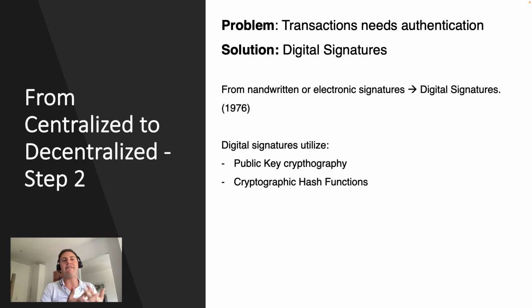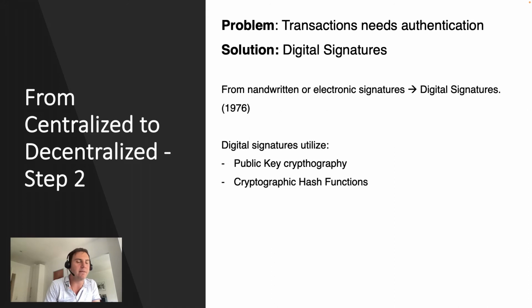Then the second problem: if you have a list of accounts and you don't need a central authority, the transactions you make need authentication. In order to be authenticated, the proposition from Satoshi Nakamoto is to use digital signatures. To authorize a transaction means we have to prove that it is really us making the transaction. So far, we are using handwritten signatures for paper documents and electronic signatures for electronic documents. Bitcoin uses digital signatures in order to authorize a transaction.